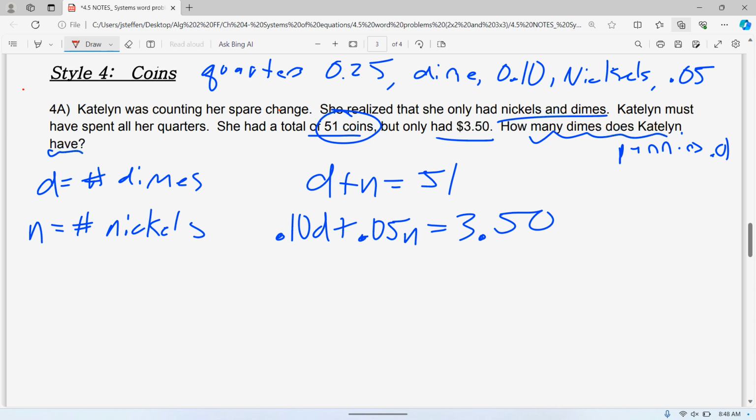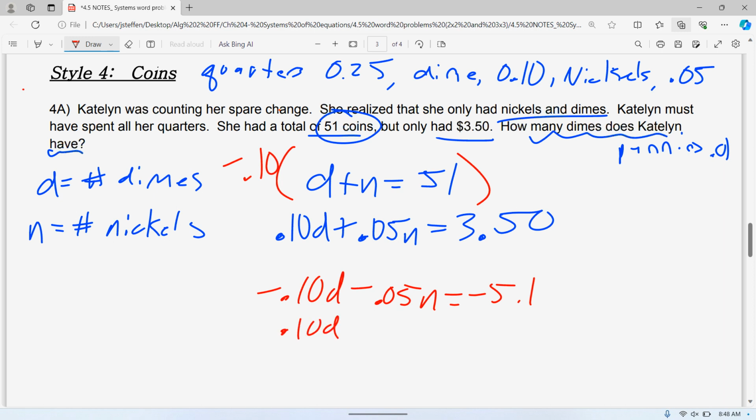It's really nice because I know that decimals are really weird, but if I just multiply this top equation by negative 0.10, then we'll have my dimes as negative 0.10 D. My nickels are negative 0.05 N is equal to, and then for 51, it's 51 multiplied by negative 0.10. Put in your calculator, that's negative 5.1. Now all of a sudden, it's really not too bad. All right, these nickels should be negative 0.10 because you multiply N by 0.10.